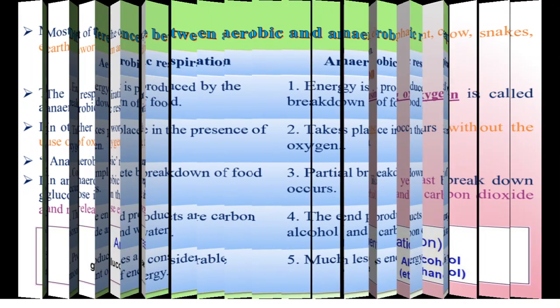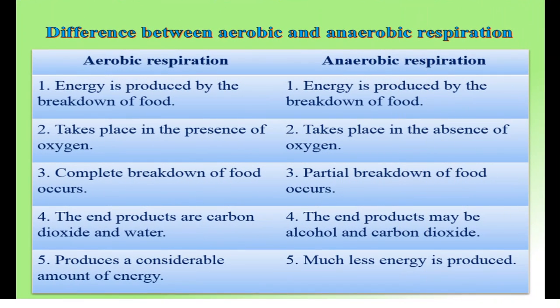Next, difference between aerobic and anaerobic respiration. In both processes, aerobic and anaerobic, energy is produced by the breakdown of food. Second, aerobic respiration takes place in the presence of oxygen, but in anaerobic respiration, the process takes place in the absence of oxygen.